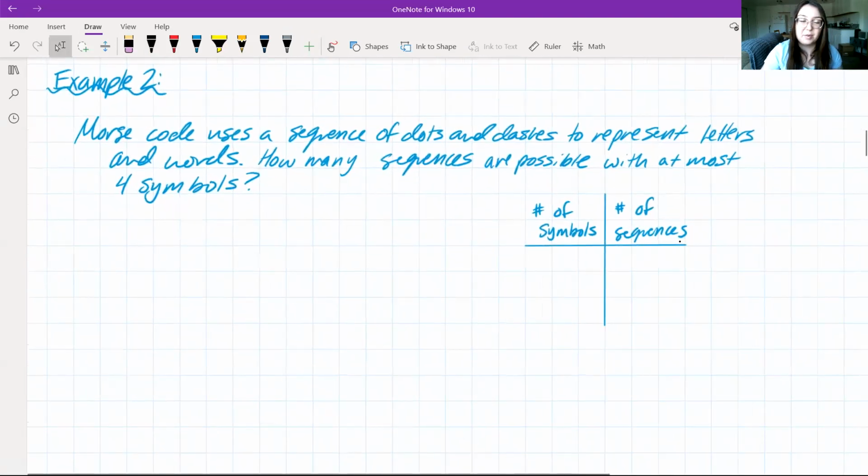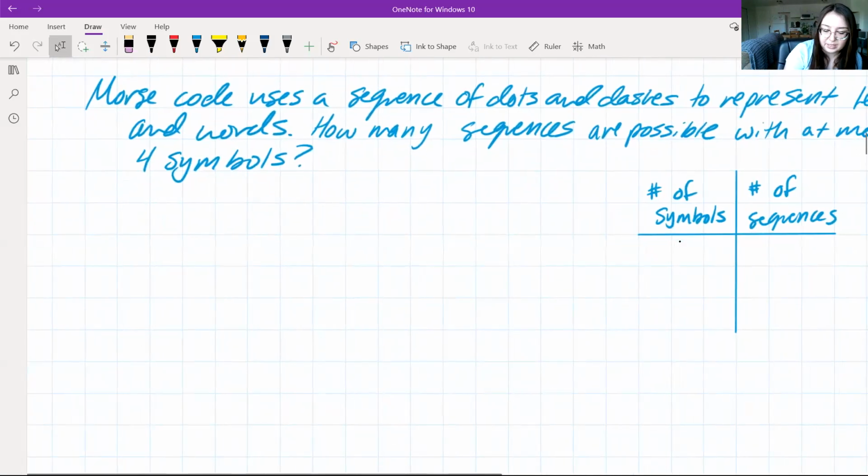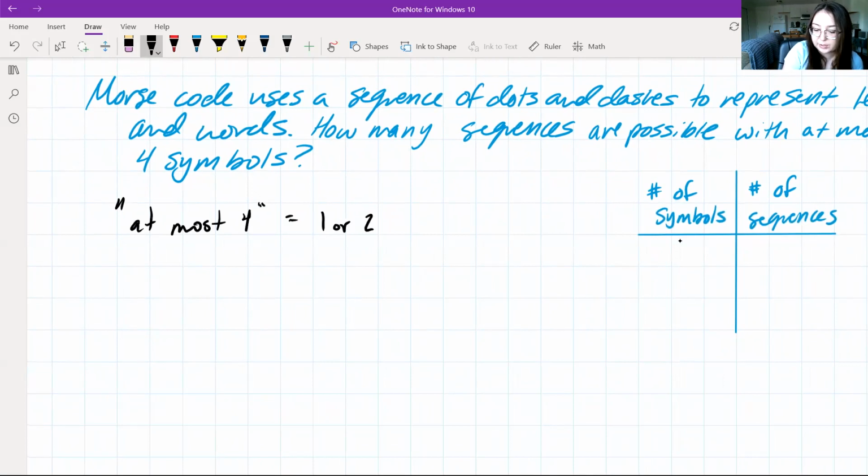All right, moving on to example 2. Morse code uses a sequence of dots and dashes to represent letters and words. How many sequences are possible with at most 4 symbols? So if we think of the words at most 4 symbols, we mean 4 or less. So at most 4 is going to be equal to 1 or 2 or 3 or 4. Because we don't want anything larger than 4, but we can include 4 and then anything less than 4.